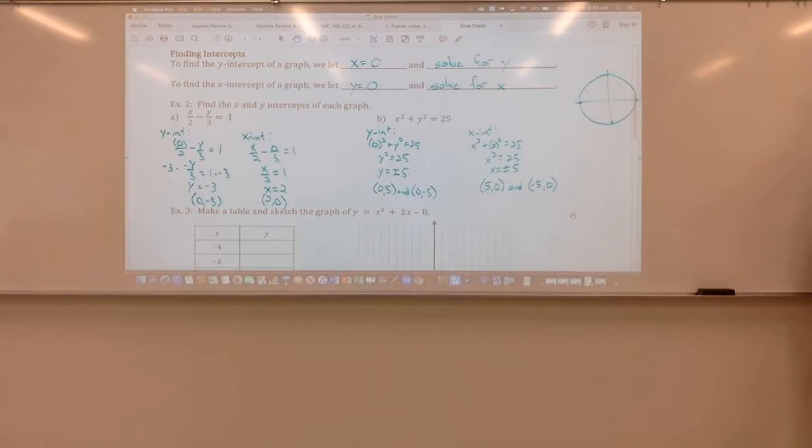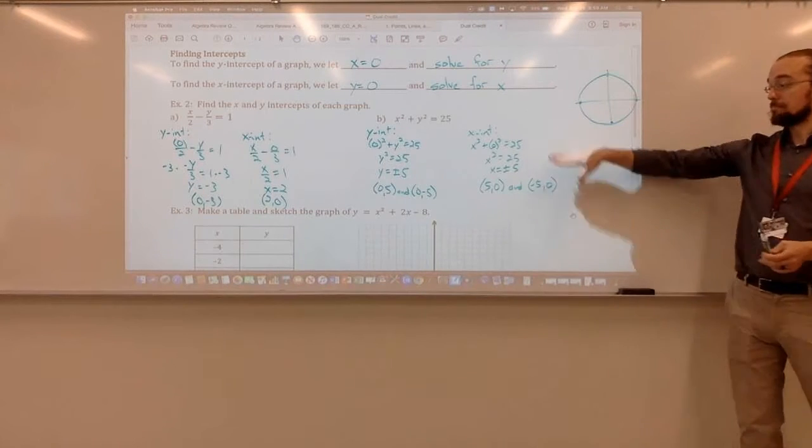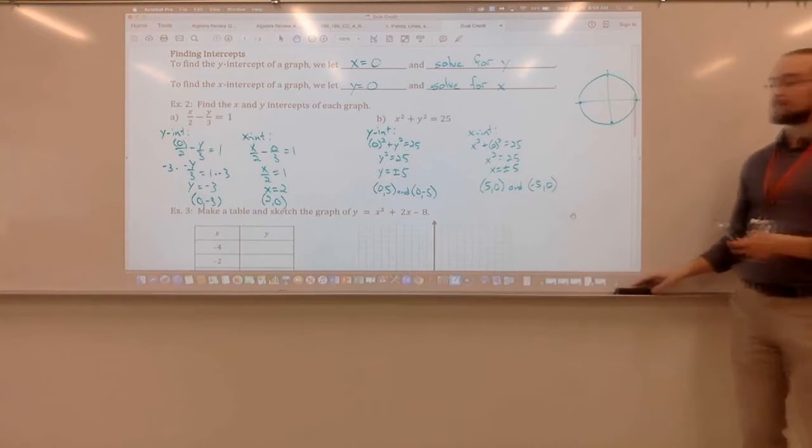In a circle, x and y are both squared in the equation. Also in an ellipse, but you'll have different values underneath the x and the y. The last part of this lesson is about equations of circles. I don't know why that's part of this lesson, but we're going to talk about equations of circles in a minute.